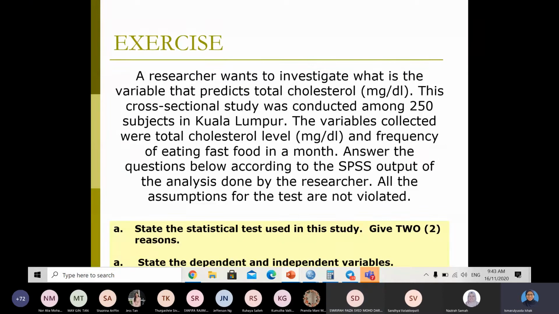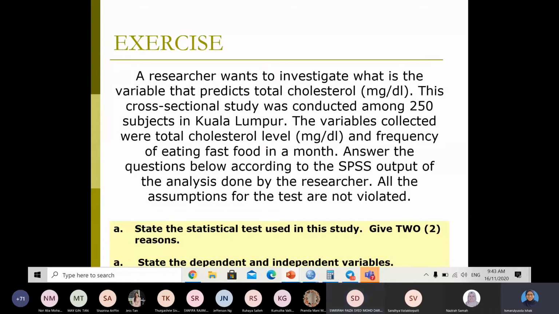Yeah, who is it? Sharifah. Okay, Sharifah. We can use linear regression. And the dependent variable is... you should write in full. Is it linear regression, or is it multiple, or is it simple? Simple. Okay, simple linear regression. And what was that? Two reasons. Reason because it only has 2 variables.